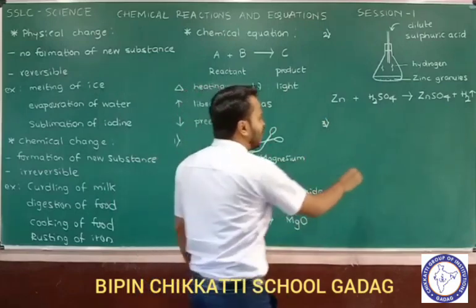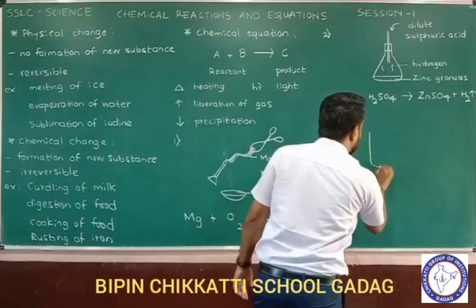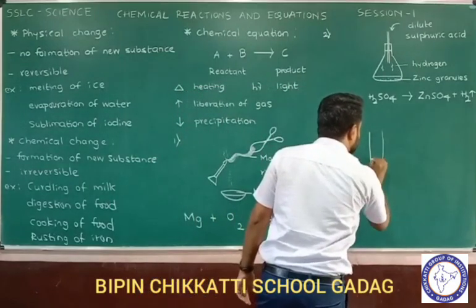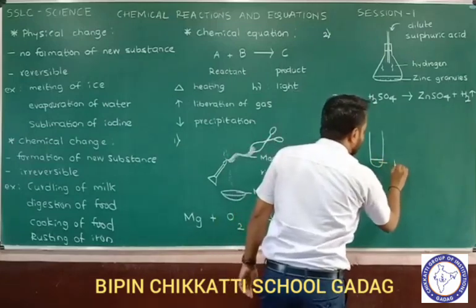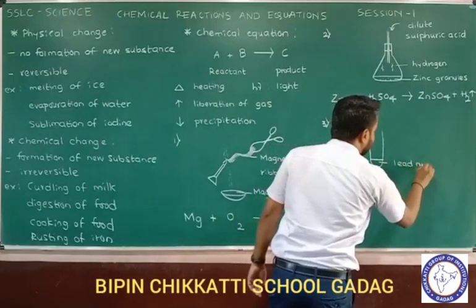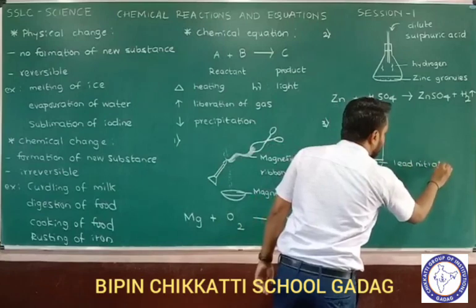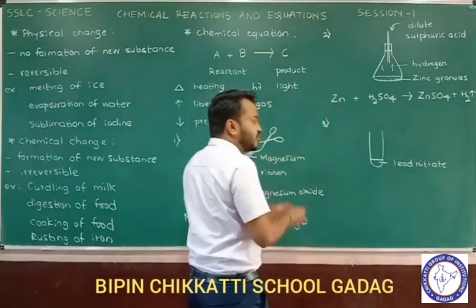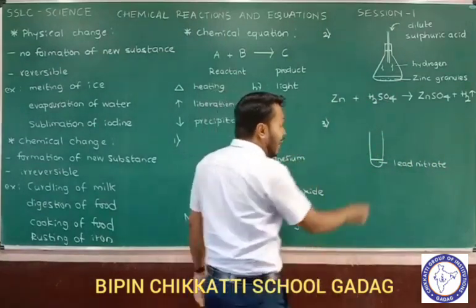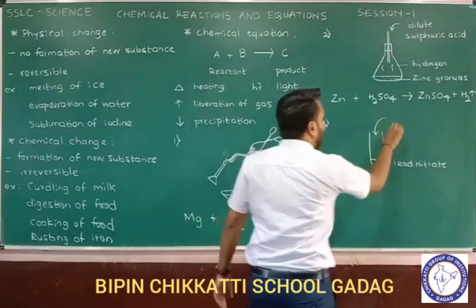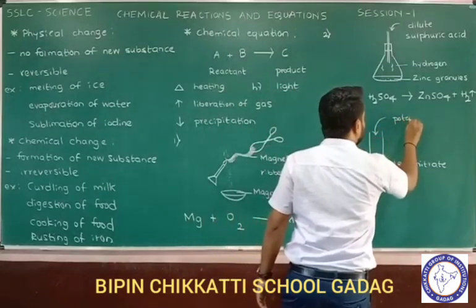Let us assume I am going to consider one test tube, and inside the test tube I am going to place lead nitrate, which is actually a colorless liquid, and I am going to pour potassium iodide.